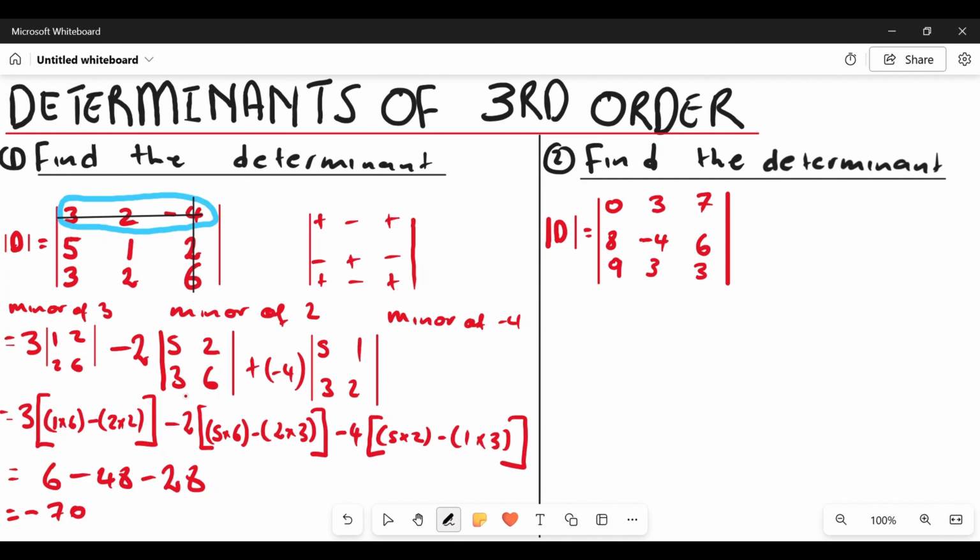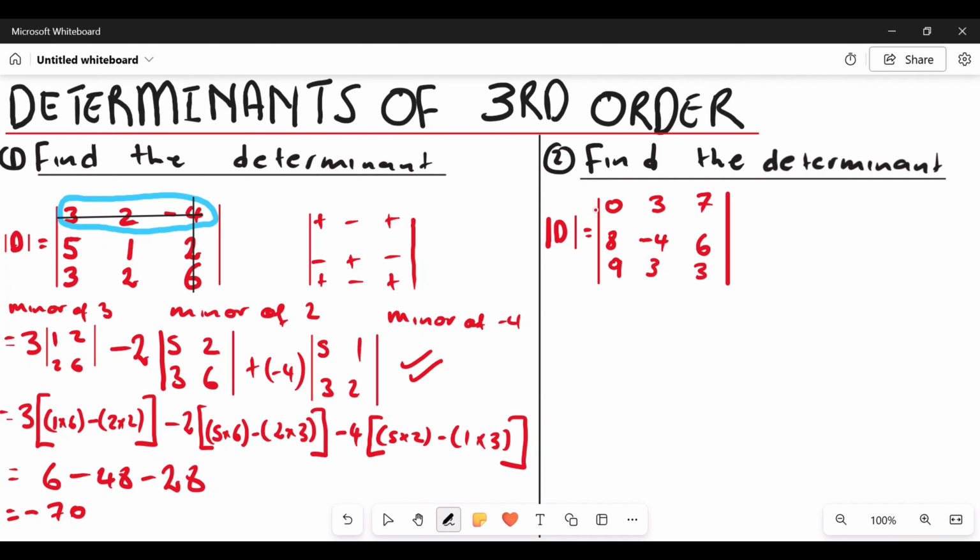Just in case you don't know much about the minor and the cofactor, I made a video where I explained the cofactors and the minor. I'll leave that video in the description, and also the very same video is going to pop up on the top right of the one that you're watching here. Go and watch that video. It will help you to understand this step, just in case you haven't watched or you don't know much about cofactors and the minor. Now that we are done with this one, let's do the second one.